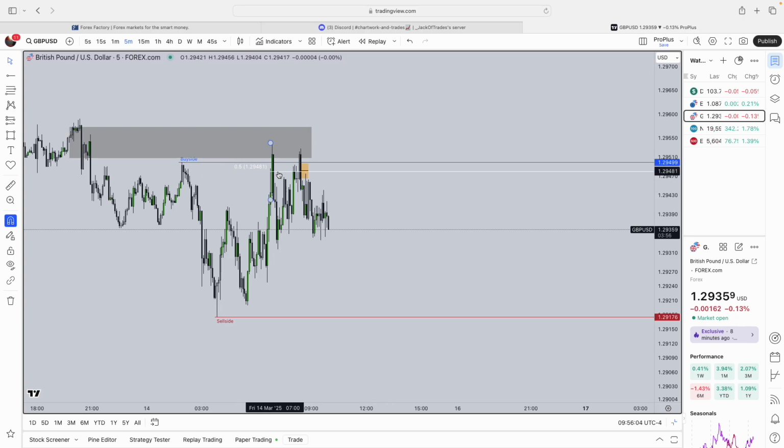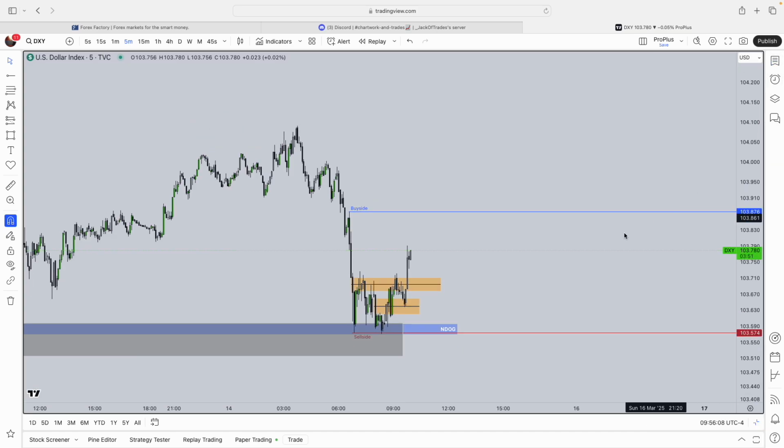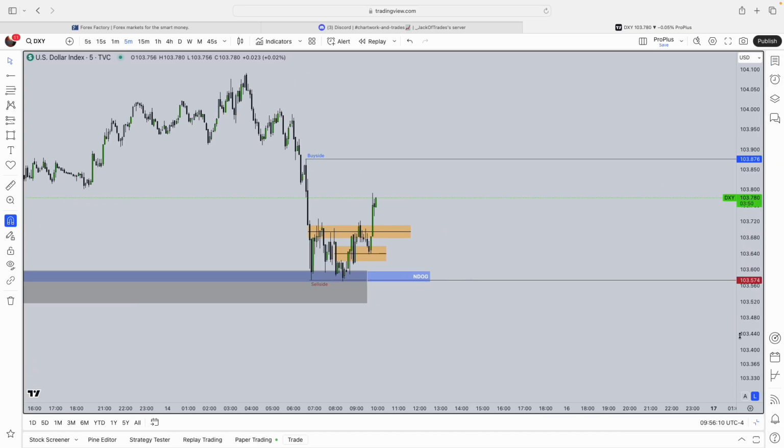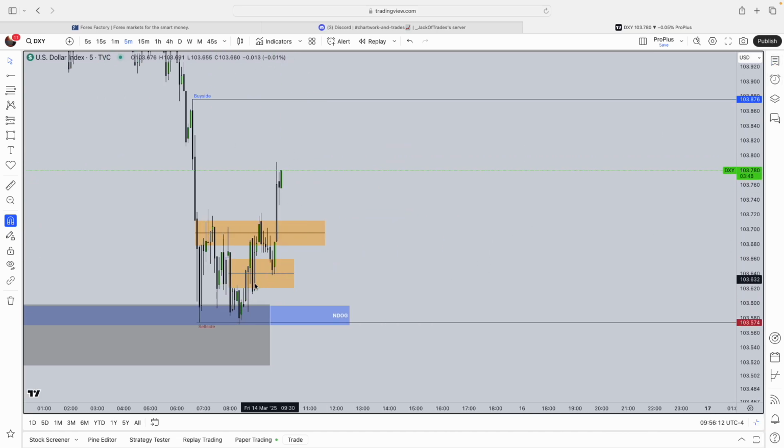Still managed to find some sort of PD arrays to back my theory of going long. Dollar finally taken off. This inefficiency here, traded above, broke below, tapped out the midpoint, which is nice, closed above again. So if he wants to come back, it can come back to here. I want to see this as an inversion, then I'll be happy for price to trade here. If not, then this could become an inversion fair value gap as well.